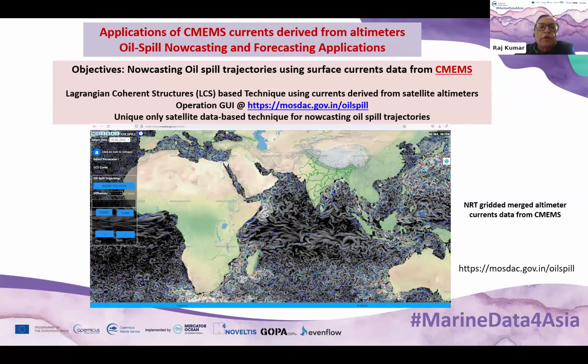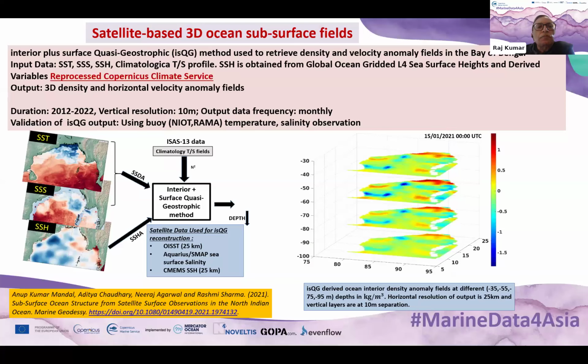We try to compare, because I wanted to show the LCS region, as this is very important from the oil spill point of view. You can see the oil spill is a major problem in many oceans. So now we are trying to forecast oil spill trajectory through this LCS method, and the surface current data we are using is from CMEMS at the operational level. You can see the example, and this operational product is available from our side, as I was talking about from other data products like mosdac.gov.in, the oil spill. You can see this product whenever an oil spill is there, we try to monitor these things.